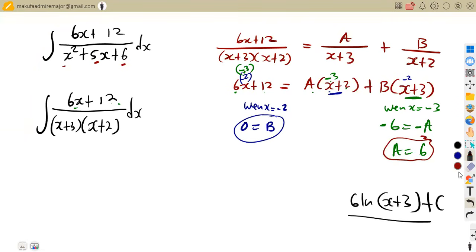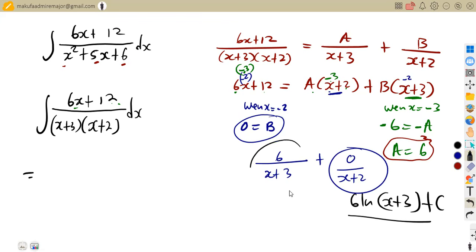Meaning to say, at the end we're going to have 6 over x plus 3, plus B, which is 0, so it's going to be 0 over x plus 2. 0 over x plus 2 means there's nothing there. So we're just going to remain with the integral of 6 over x plus 3 with respect to x, as we saw that the other part is giving us a 0. So that is the condition.